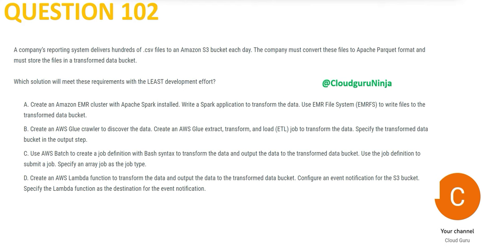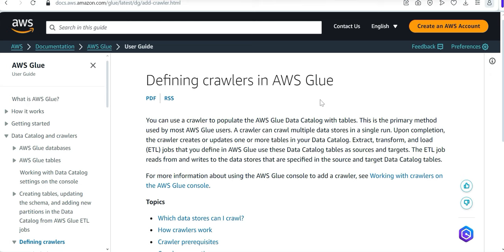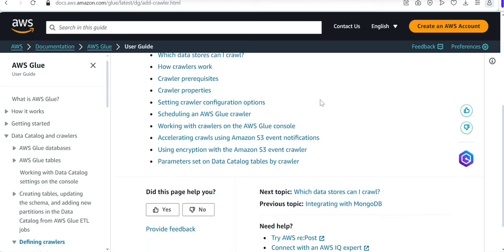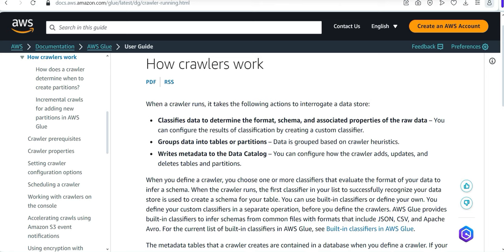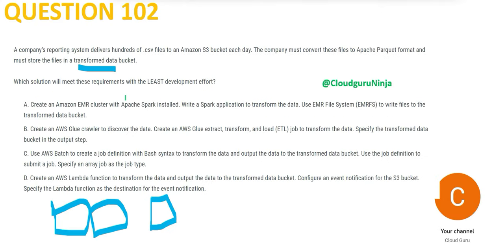So this is the next question. See, in this question, they have so many CSV files and then they want to transform them. The moment I see the words transform data bucket, I think of Glue crawlers. This is the ETL tool of AWS, just like Azure Data Factory. Where do I see crawler? This one. So this would be my answer. It will use this ETL because of the transform. Okay. And then the transformed data would be put in the output step. So this would be my answer.